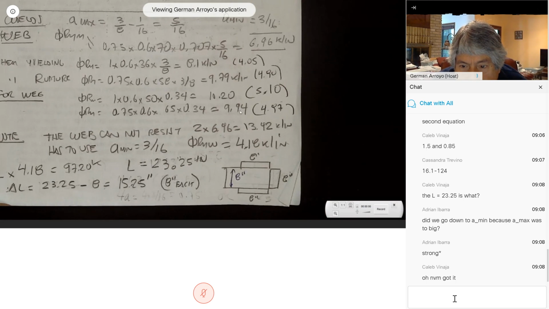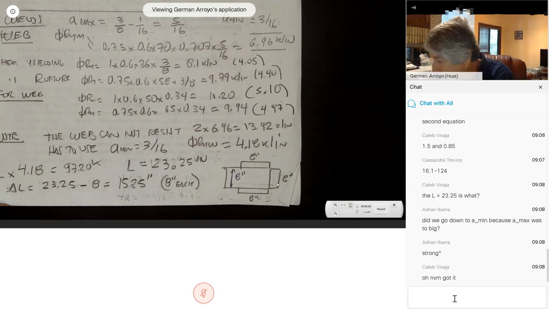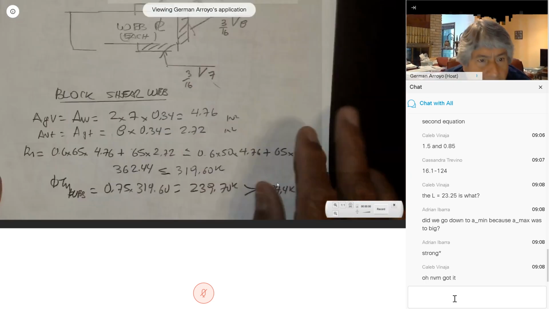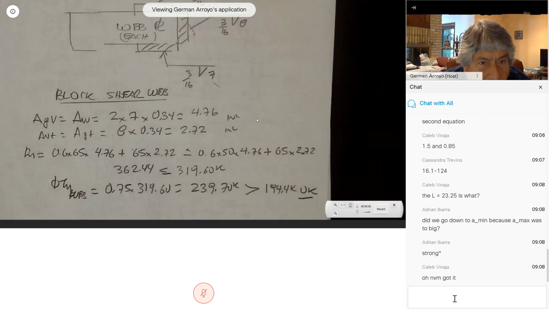Adrian, did that answer your question? Never mind. Okay, all right, good. I didn't see the never mind. Okay, so that was the only reason. But we need to do the second equation because we do have longitudinal and transversal welds.